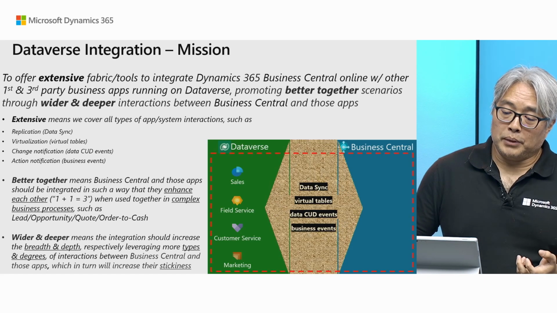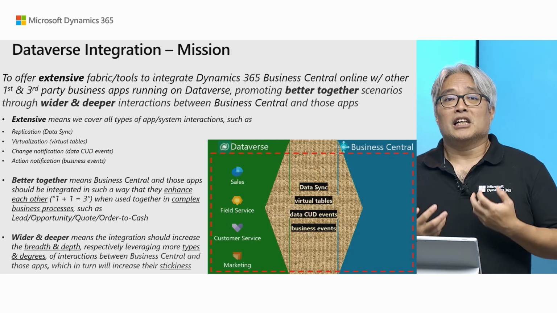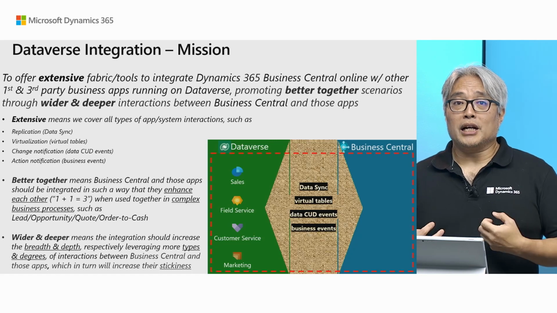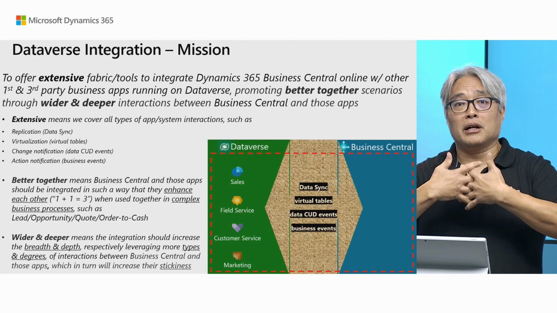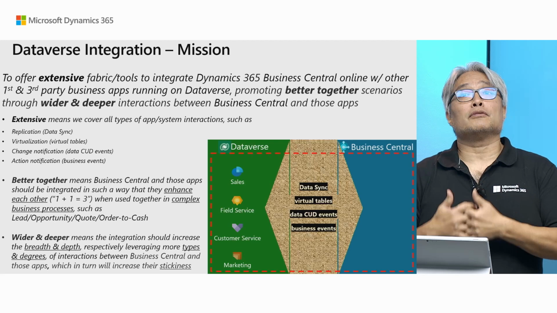And wider and deeper means the integration should increase the breadth and depth of the interaction, respectively leveraging more and more types and degrees of interaction between Business Central and those apps, such that the fabric of integration is well intertwined together and increases the stickiness of those apps.